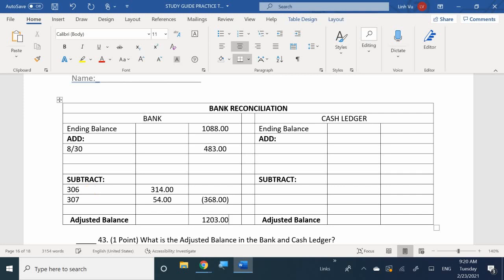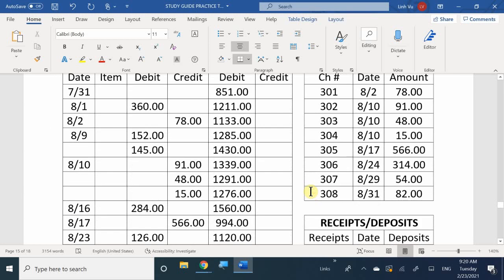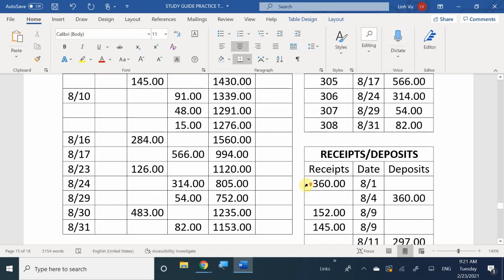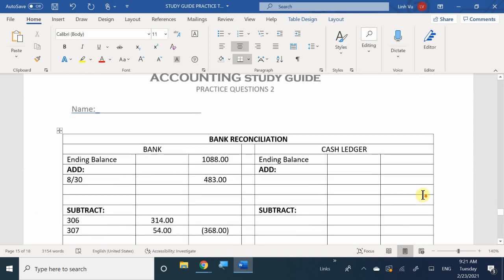1203. Okay, that doesn't mean we stop here. We have to confirm if our checking matches our ending balance here. First things first, what is my ending balance in my cash ledger? 1153. Okay.